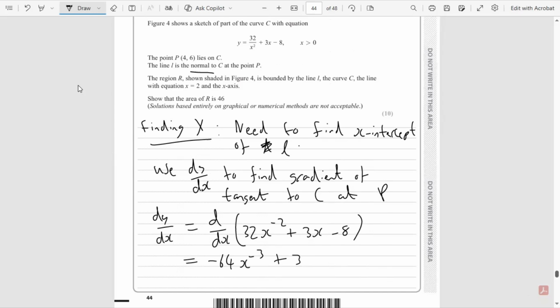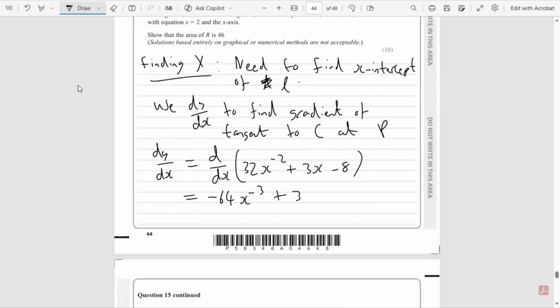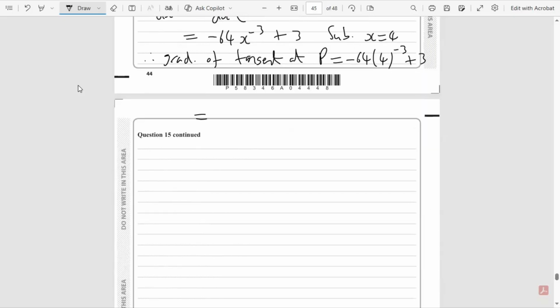So for the gradient at this point P, we're just going to sub in x equals 4, because remember the x value there is 4. So the gradient of the tangent at P is equal to minus 64 times 4 to the power of minus 3 plus 3. So that means the gradient will be minus 64 over 4 cubed, and 4 cubed is also 64, plus 3. So this will be minus 1 plus 3, which is going to be 2.